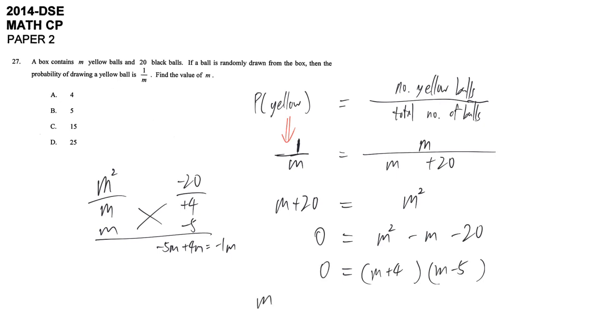By the zero product rule, this factor equals 0 or this factor equals 0. So we get m plus 4 equal to 0 or m minus 5 equal to 0. So m is equal to -4 or m is equal to 5. But we are talking about how many yellow balls. It's totally nonsense to have a negative value, so this is rejected. The answer is 5.